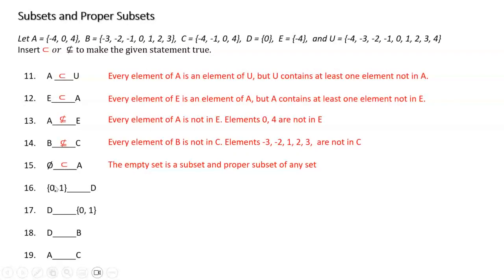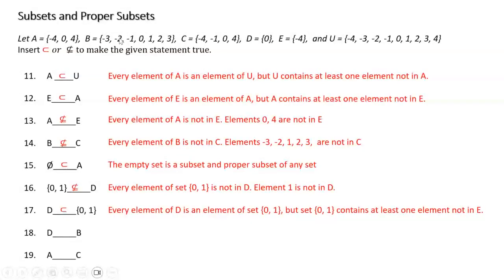Number 16, we have the set containing 0 and 1. Let's go to D. D only contains a 0. So this is the second symbol, because not all the elements of the set containing 0 and 1 are in D, because D is missing the 1. So that's the second symbol. But if we reverse it, it's going to be the first symbol. Why? Because every element in D, which is a 0, is also an element of the set containing 0 and 1. So it's going to be the first symbol, which is a proper subset.